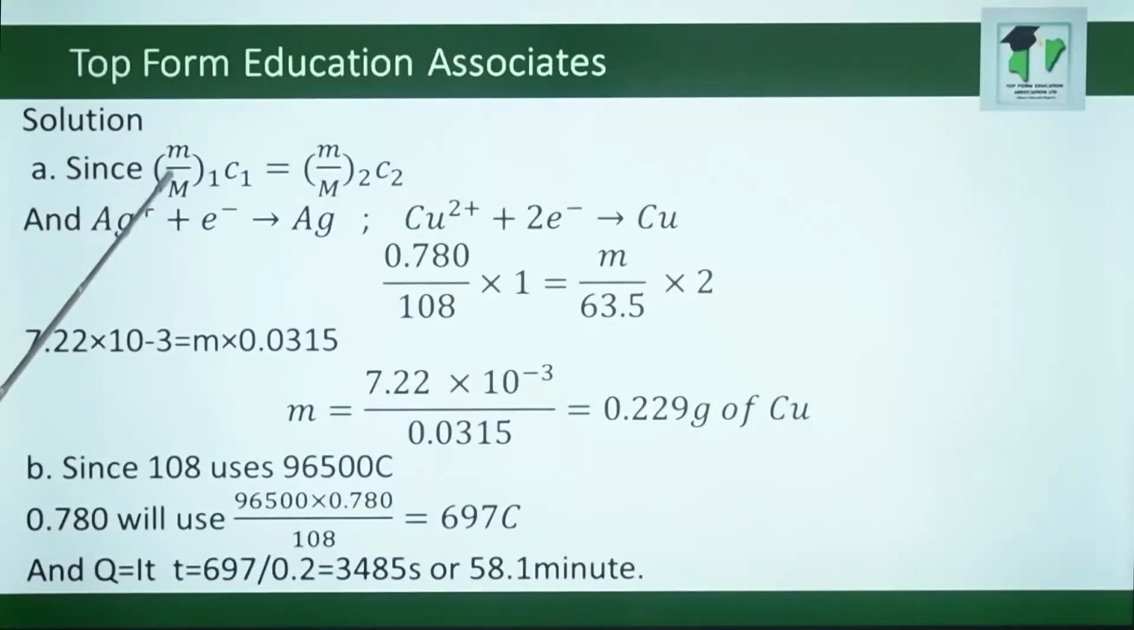Solution. Since m over M1 C1 is equal to m over M2 C2, and silver is a univalent atom while copper is a divalent atom, substituting the values into the formula, we have 0.780 divided by 108 times 1 is equal to m over 63.5 times 2. Making m the subject of the formula, we have 7.22 times 10 raised to the power minus 3 divided by 0.0315, which will give us 0.229 grams of copper.